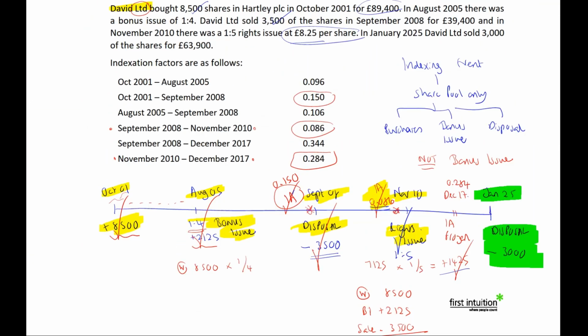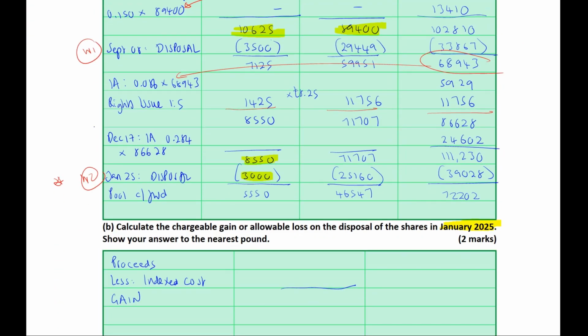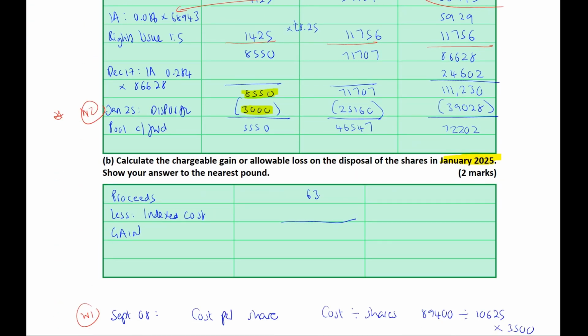So the proceeds in this question were 3,000 shares sold for £63,900. The index cost figure, to get a gain. So that's my gain, or indexed gain if you like, or we also call it the chargeable gain.